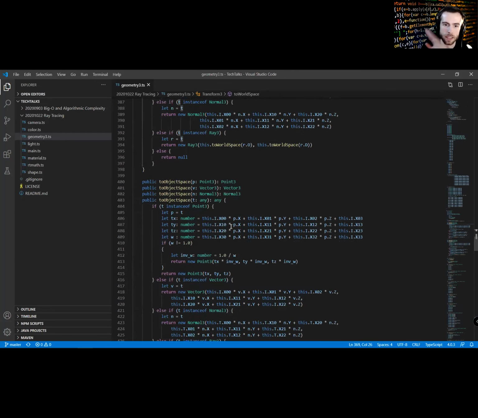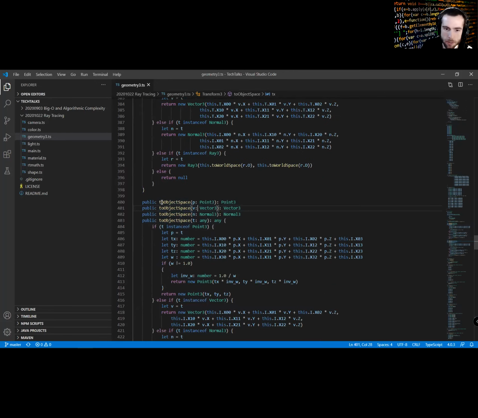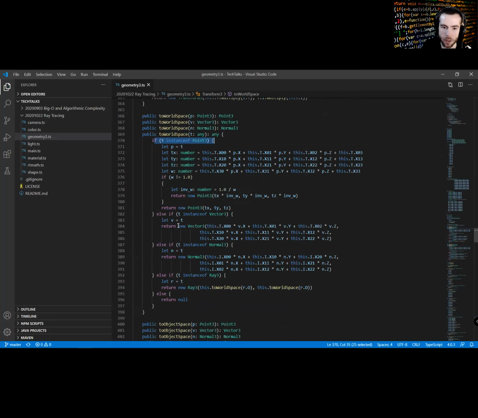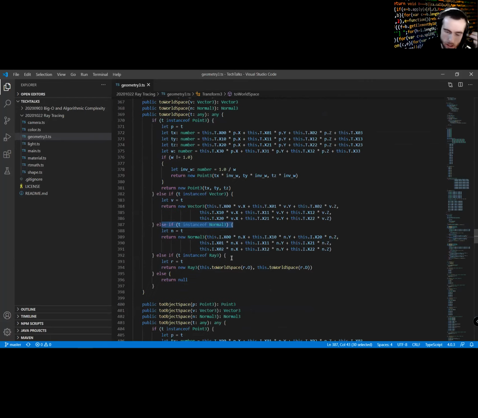this part just does the transformation. You don't really have proper method overloading in JavaScript. So in TypeScript, what you have to do is say this method can take a point, a vector, or a normal, or anything. And then in the actual code, you have to check the type of what you're getting. So it's a little annoying. But basically here we check if it's a point, a vector, or a normal, and then we transform it and return a new normal, vector, or point.